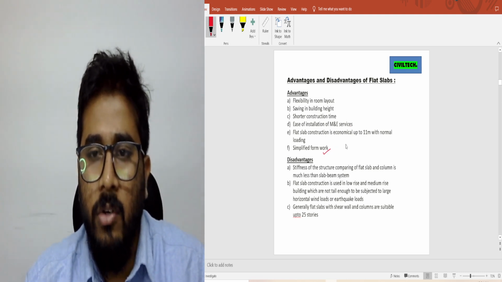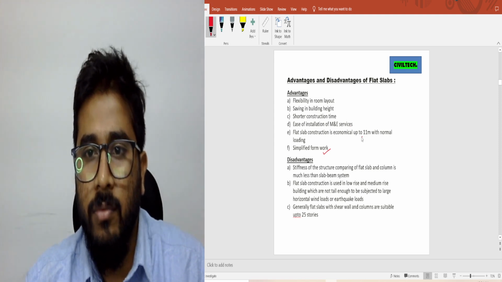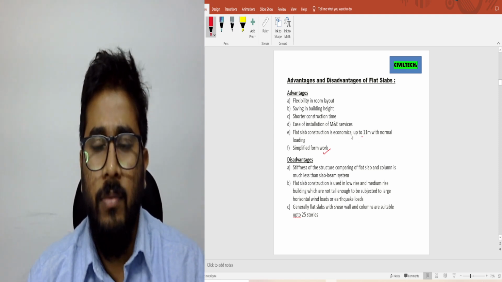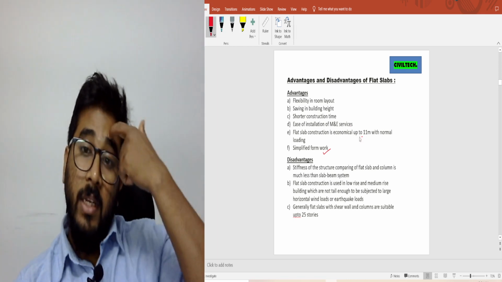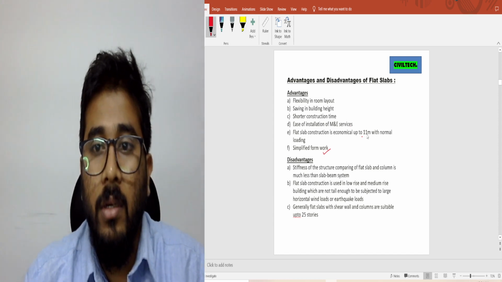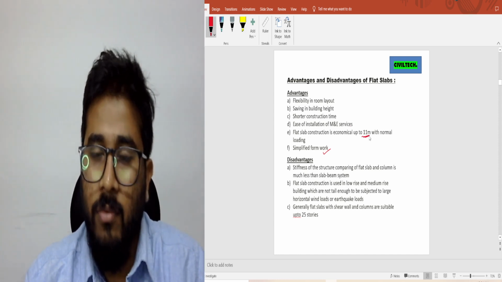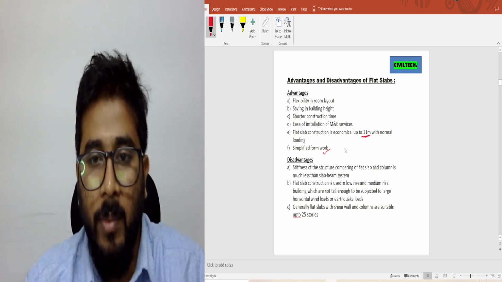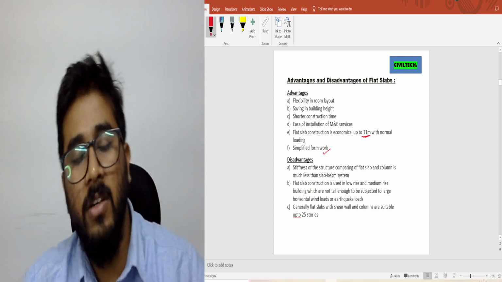And it is also economical if we limit the span length to 11 meters. If the span length is up to 11 meters, then it is economical. But there are some disadvantages also.